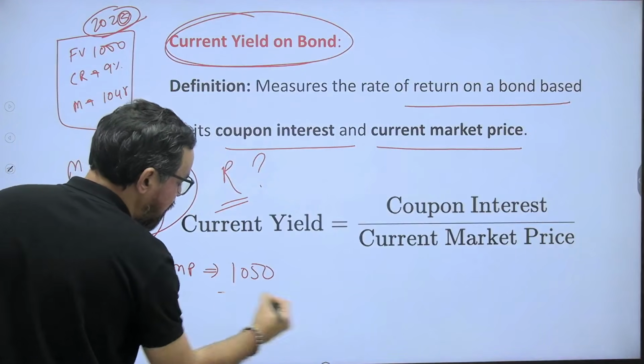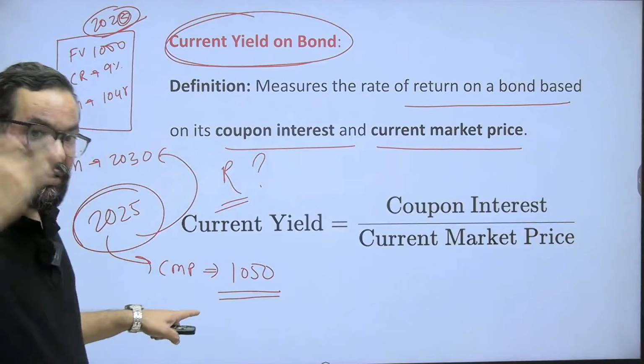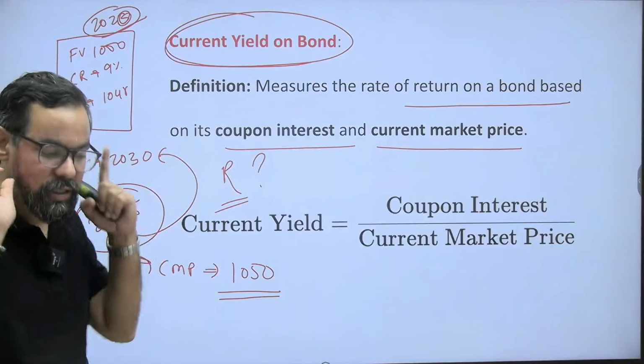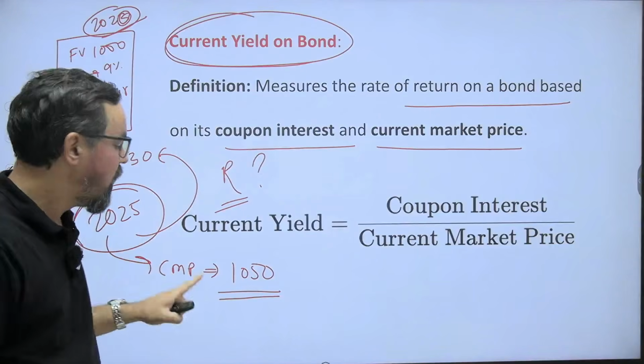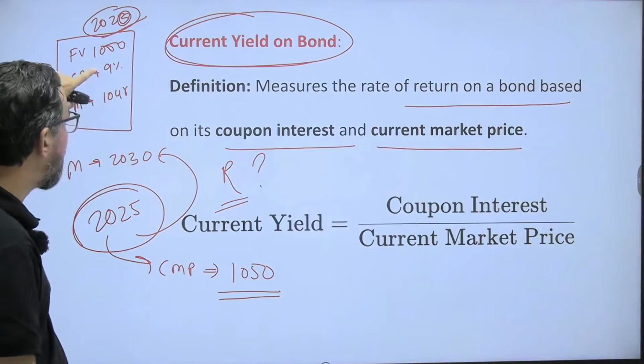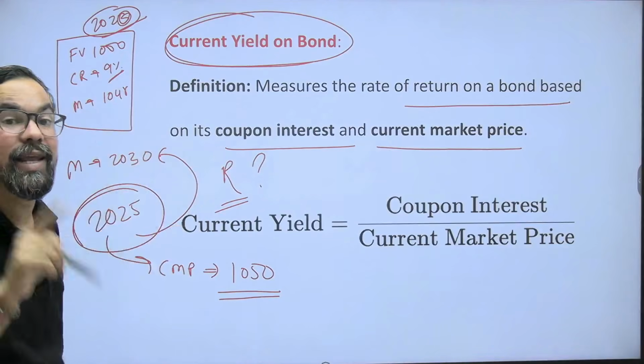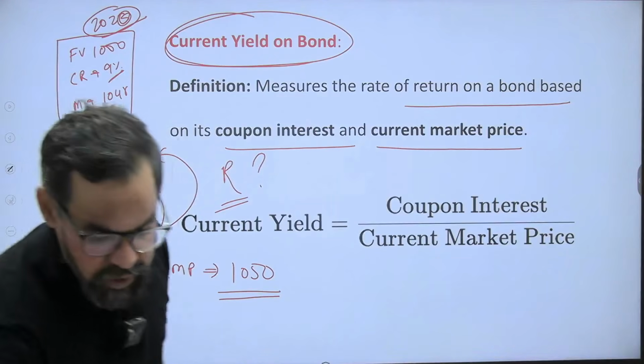That means the current market value is higher than the face value, so it is in premium. If it is in premium, please listen carefully, the current yield will be less than 9%. How come? Chalo, let's calculate.